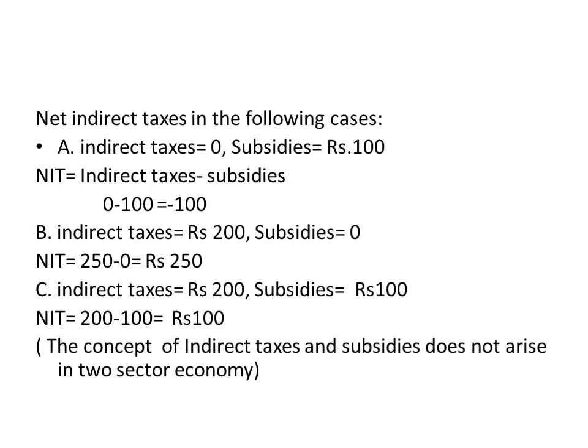If indirect taxes are 200 rupees, subsidies are 0. Then net indirect taxes are 200 rupees. Again, if indirect taxes are 200 rupees, subsidies are 100 rupees, then net indirect taxes are 200 minus 100, equal to 100 rupees. The concept of indirect taxes and subsidies does not arise in a two-sector economy because there is no role of government.